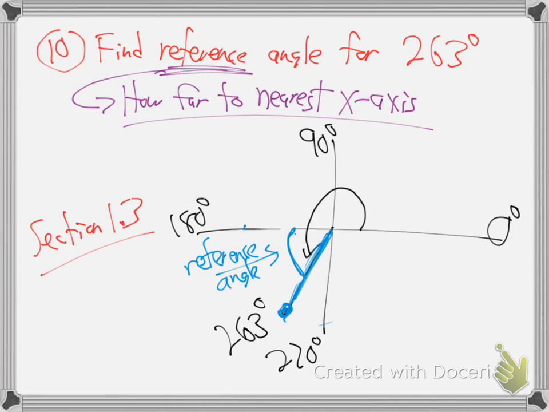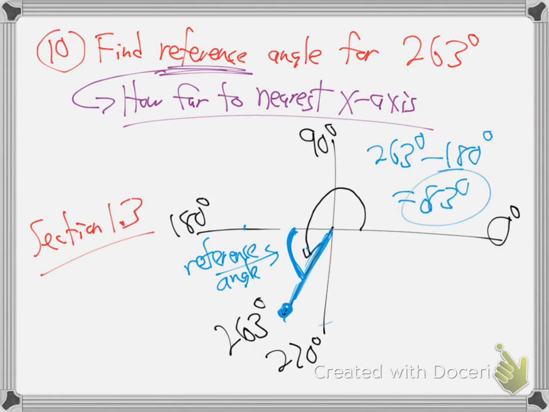So the reference angle is how far from where we ended up, 263, to the nearest x-axis. So how far is that? How do we figure out how far this opening right here is? Subtract 180 from 263, right? Because this is 180, and you went past 180 a bit. Take 263 minus 180. Just use your calculator. It's 83.